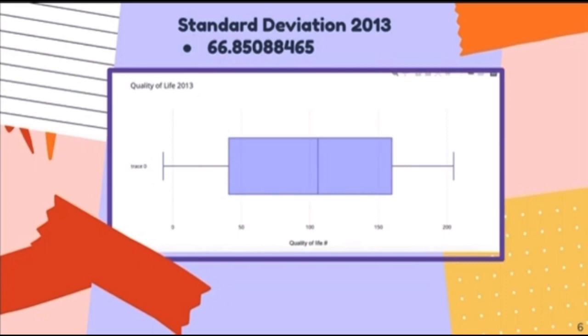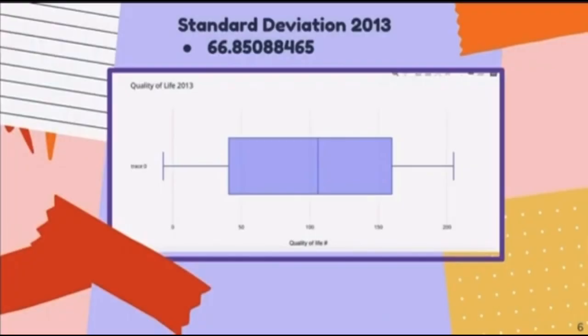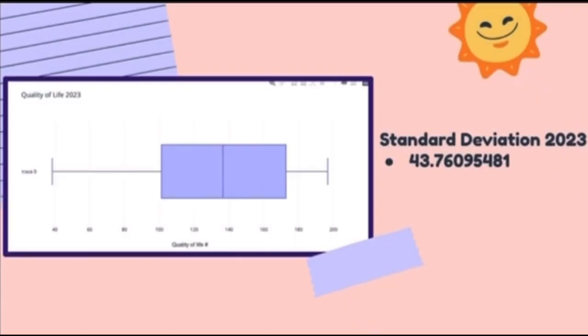Our standard deviation for 2013 was 66.85. A standard deviation is a measure of how dispersed the data is in relation to the mean. You can tell our standard deviation in 2013 is much more spread out than 2023, which is 43.76. This is because we had a much greater variety of numbers in 2013 as opposed to 2023, which is much more clustered and closer together.